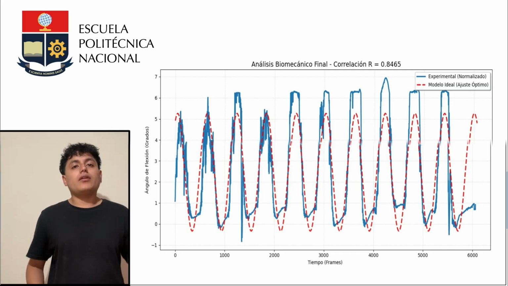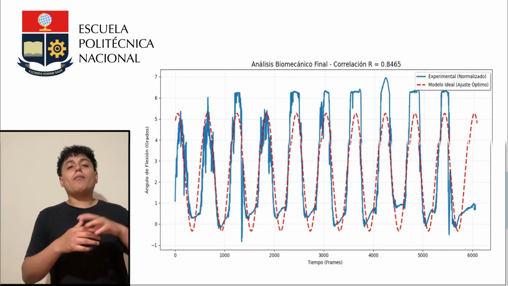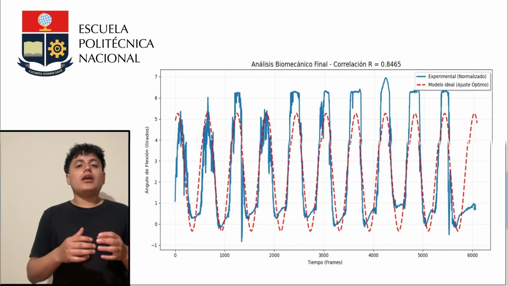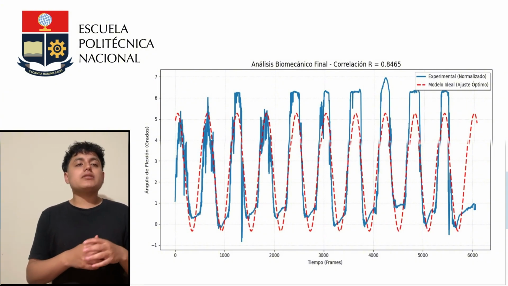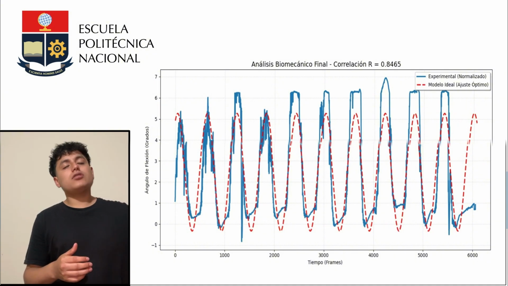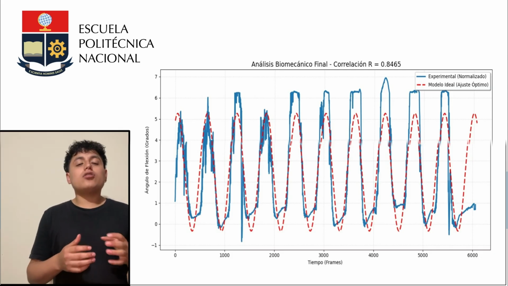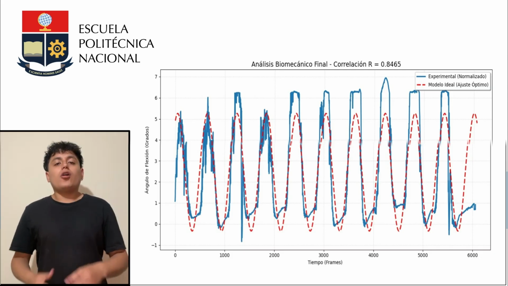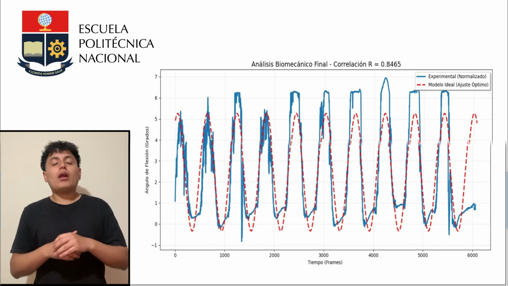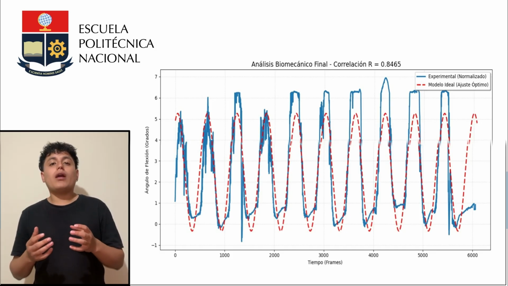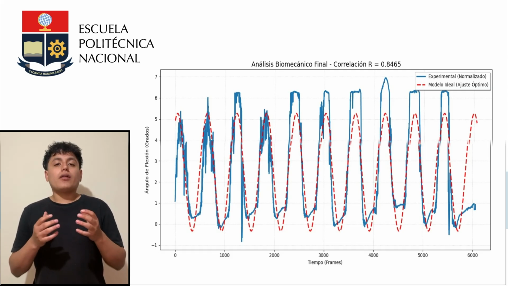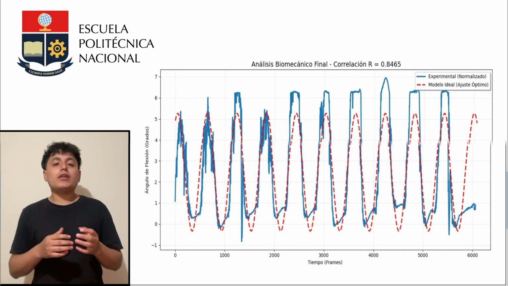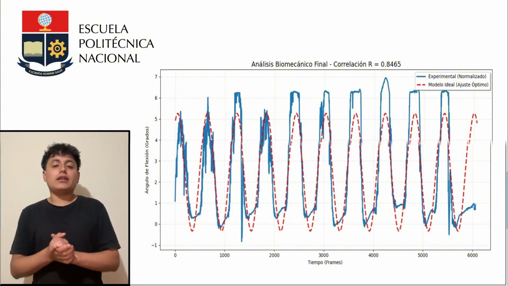0.84. This high R value validates our procedure. It proves that despite experimental artifacts, the subject's gait follows a harmonic sinusoidal pattern consistent with the bibliography. We successfully applied programming concepts to solve a real-world bioengineering problem, transforming raw coordinates into meaningful clinical data. Thank you.